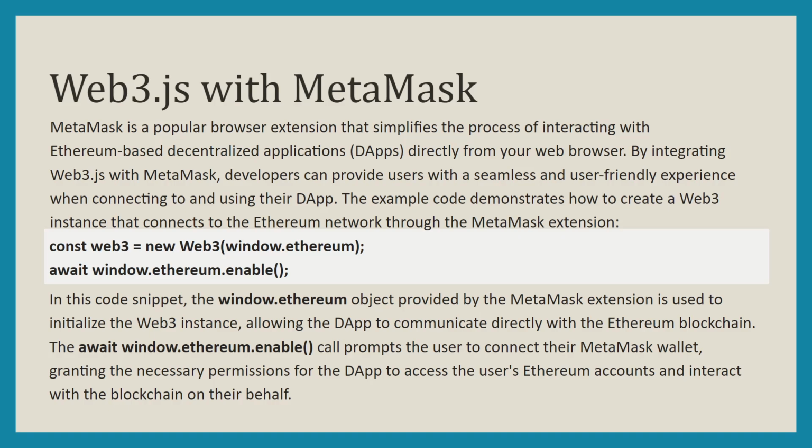The await window.ethereum.enable call prompts the user to connect their Ethereum MetaMask wallet, granting the necessary permissions for the dApp to access the user's Ethereum accounts and interact with the blockchain on their behalf.